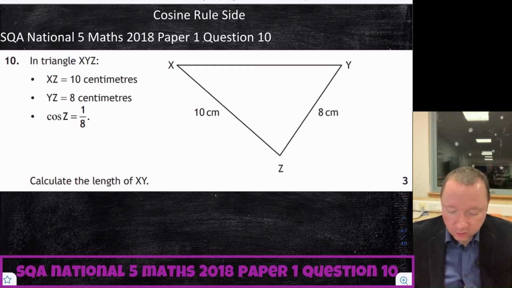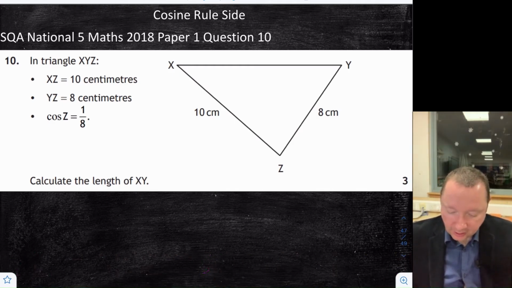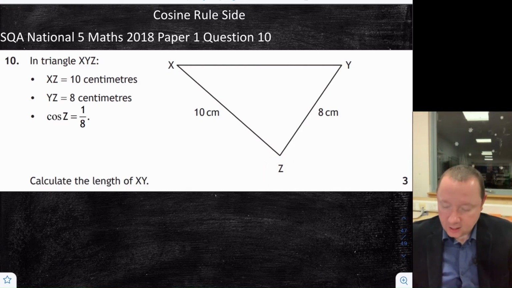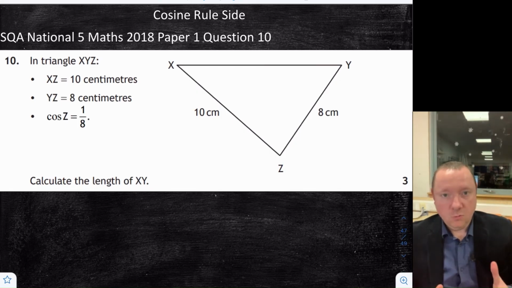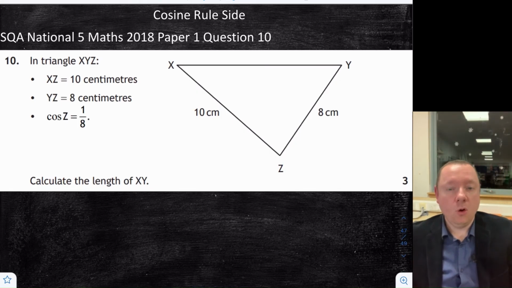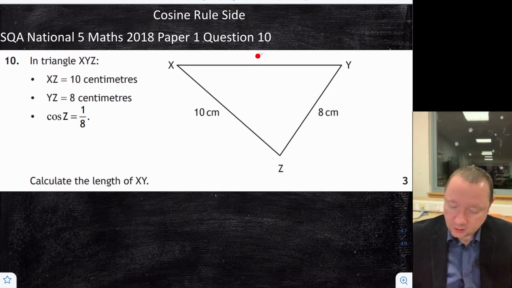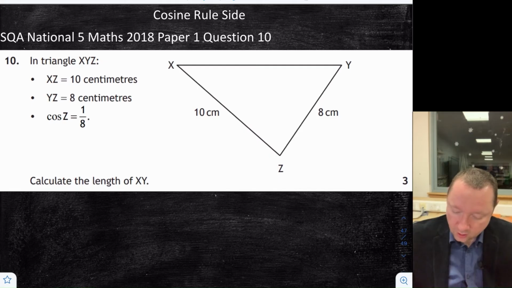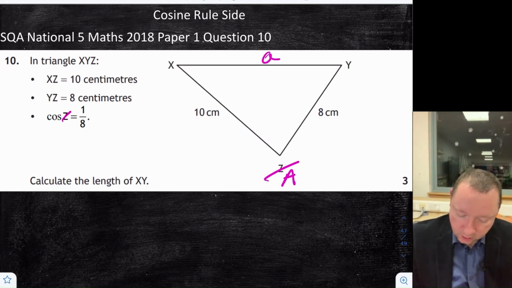National 5 Maths 2018, Paper 1, Question 10. So this is a non-calculator question. It says side XZ is 10, ZY is 8, cos Z is 1/8. Calculate XY. So it tells you the cos of Z instead of the angle, so you don't have to work it out. But it's still the cosine rule, because I've got 2 sides and the angle in between to find the opposite side. So if I just call that my A, I can just change that to an A.